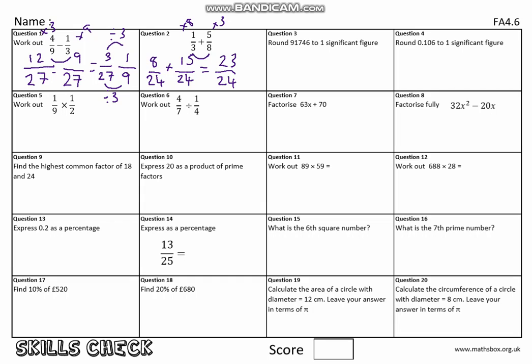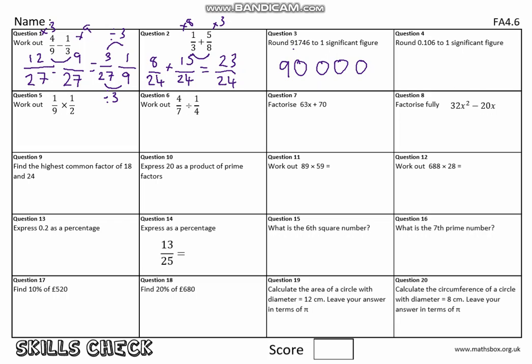Okay, on to rounding to one significant figure. So we are going to start with our first number, which is a 9. We're going to check our next number. If it's 4 or below, we're going to leave it as 9. If it's 5 or above, we're going to go up to the next one. Okay, so this one would stay as a 9 because it goes 9, 1, and then we'll just add in the zeros. Okay, so it would be 90,000 to one significant figure.